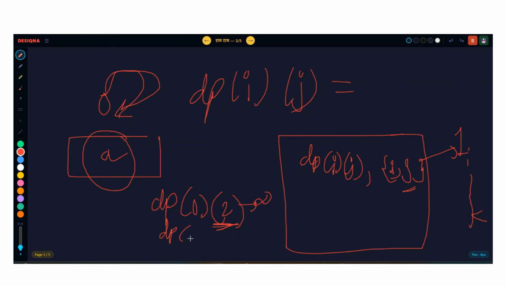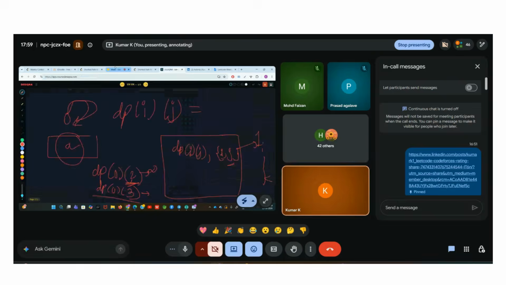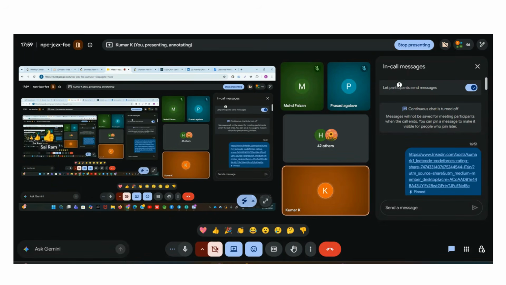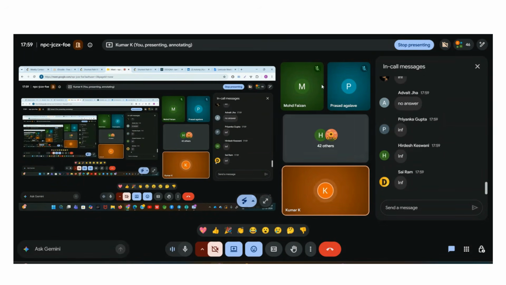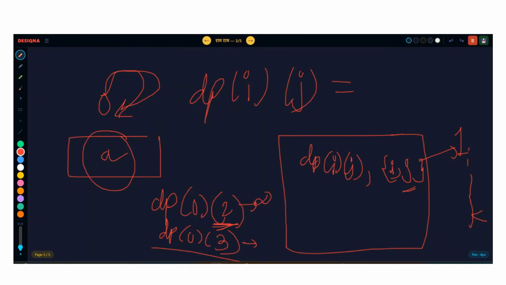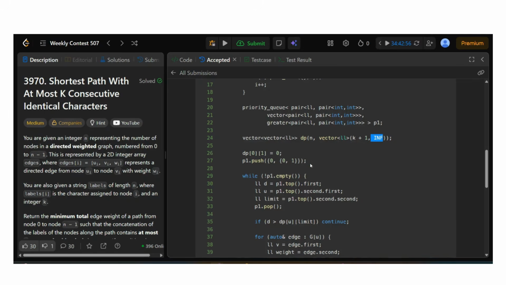Guys, please tell me the answer of dp[0][3] in the Google chat. Use your common sense and tell me the answer of dp[0][3]. It is infinity. Can anyone tell me why? If you start from 0 and try to reach 0, can the last 3 nodes have the same value, bro? No. So that's why you initialize everything with infinity. You understand that? dp[0][1] is 0 because if you start from 0 and end at 0, there is exactly one node in the path, and that one node can have a single value. So that's 0, and we push it in the queue.